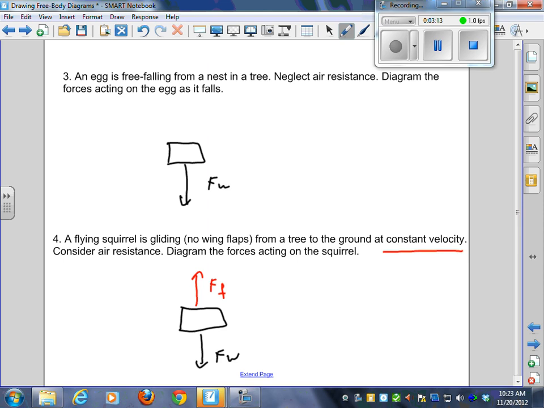Is the squirrel moving sideways? Could be, don't care. The arrows only show forces, they do not show motion. Squirrels never flap their wings, right? They don't have, never. They're not flapping wings.